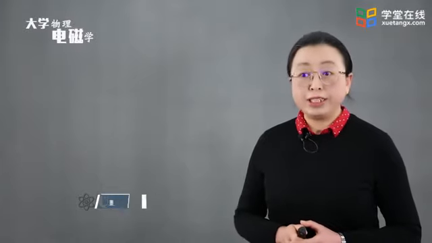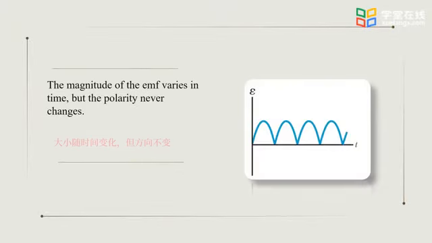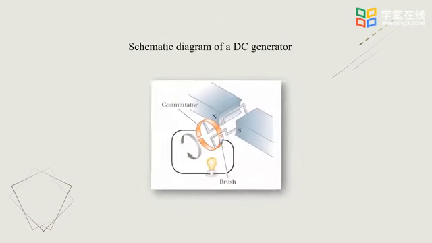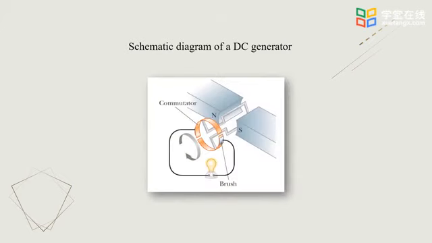We know for a DC generator, the polarity of the induced EMF should remain the same during the rotation. Please look at this graph showing the configuration of a DC generator. Similarly, two magnets produce a magnetic field in which the loop is rotating. But we notice that the contacts connecting to the ends of the loop is a split ring called a commutator instead of two rings in an AC generator.